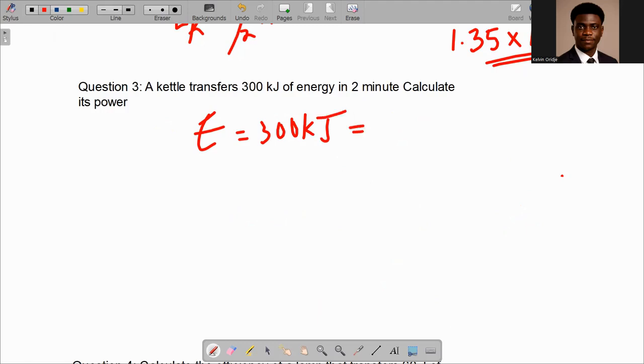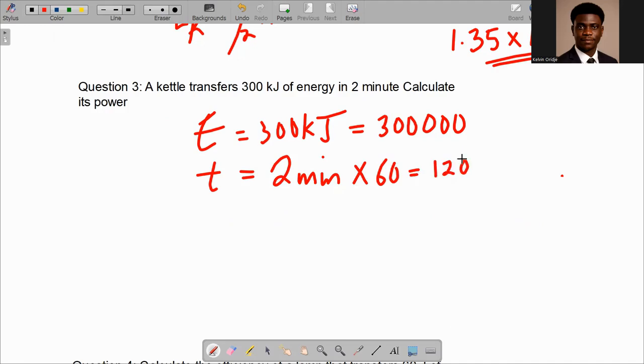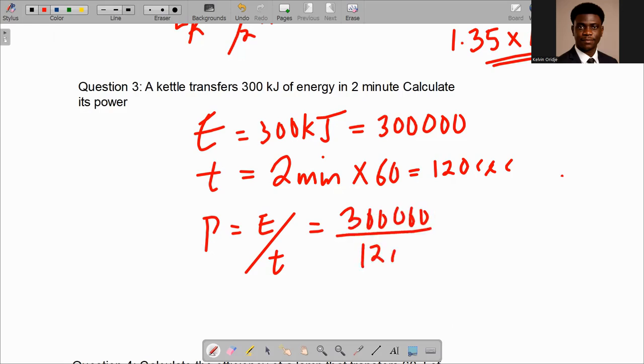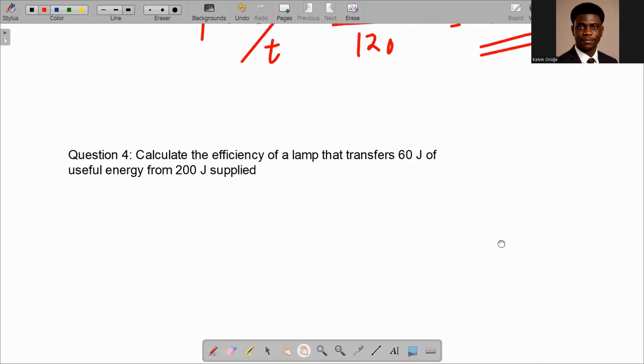And this is the same as 300,000. Kilojoule is multiplied by 1,000. The time here is 2 minutes, and you multiply 2 by 60, that's going to be 120 seconds. So the power is equal to energy divided by time. Energy here is going to be 300,000 divided by 120. When you divide this, it's going to give you 2,500. Power is in watts. So this is the answer to the question. Go on to the next question.